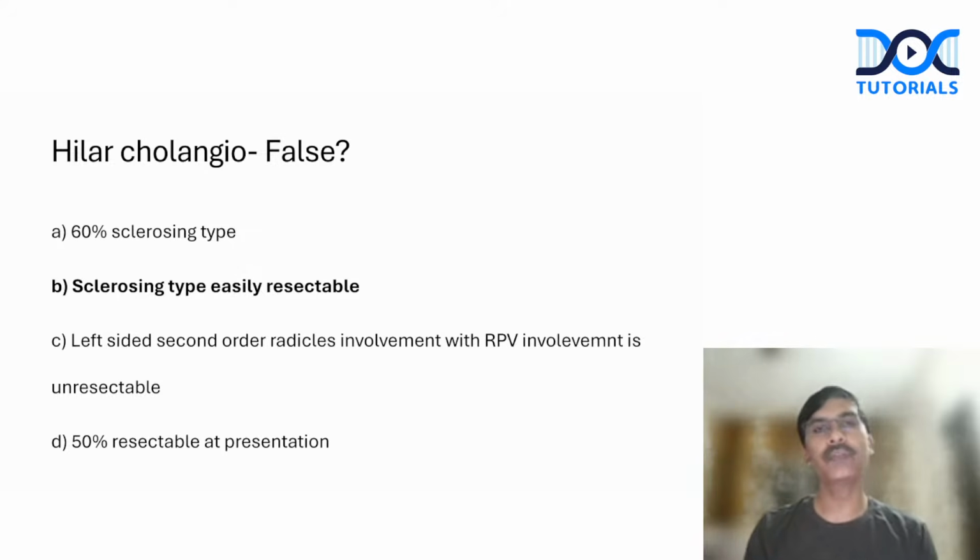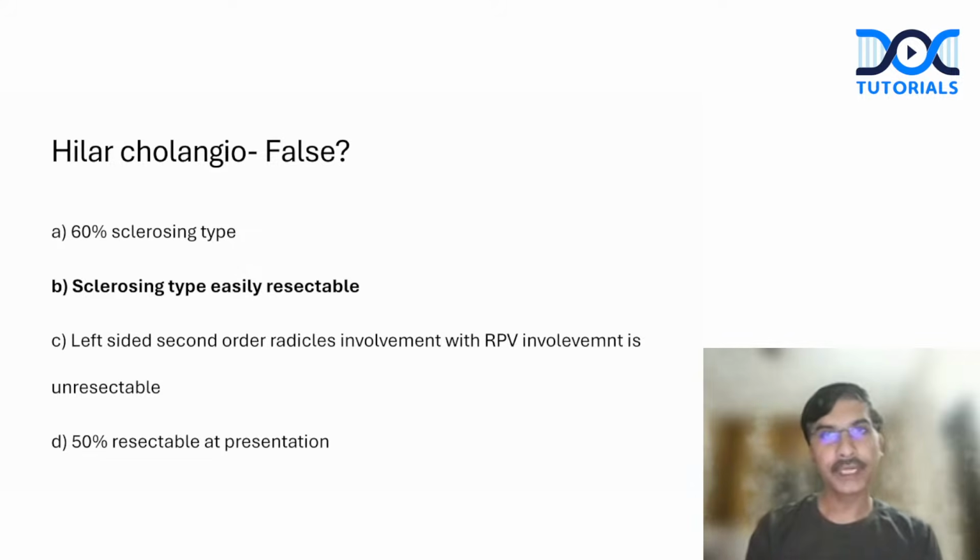There are three types of hilar cholangiocarcinomas: sclerosing type, nodular infiltrative type, and papillary type. The papillary type is the one which spreads intraductally and is easily resectable, whereas the most common type is the sclerosing type, which comprises close to 60 to 70%. They have periductal infiltration and are not easily resectable.